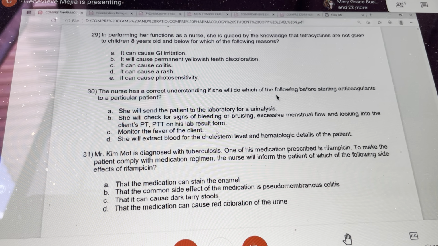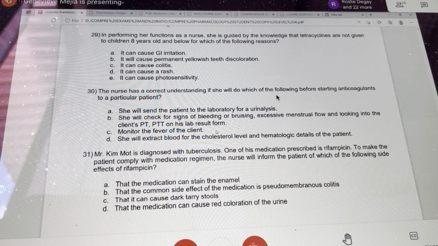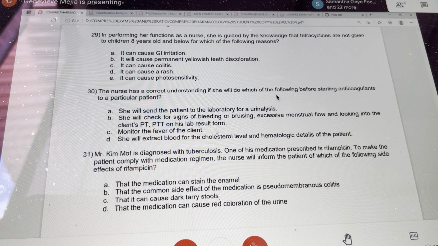Number 30, the nurse has a correct understanding if she will do which of the following before starting anticoagulant to a particular patient. Okay, anticoagulant. You do understand the use of this anticoagulant if letter B. Very good. Letter B, she will have to check for any signs of bleeding or bruising, excessive menstrual flow, and look into the client's prothrombin time and partial thromboplastin time on his lab result.